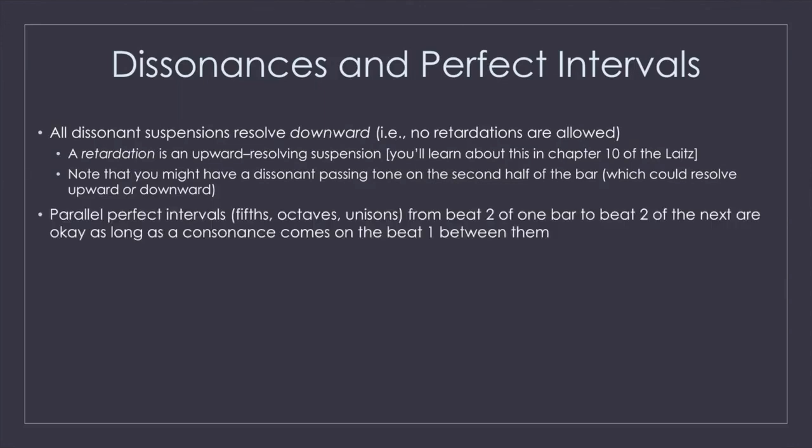So I mentioned you don't really have to worry all that much about parallel perfect intervals, parallel fifths, parallel octaves, parallel unisons. So as we know, if you remember from second species, you had to pay attention to whether you have parallels from beat 1 of one bar to beat 1 of the next bar, or from beat 2 of one bar to beat 1 of the next bar. But you don't have to worry about them from beat 2 of one bar to beat 2 of the next bar. So that's the same thing that we have here. If you have parallels on beat 2 of one bar and beat 2 of the next bar, it's fine. It doesn't matter, as long as there was a consonance on the downbeat of the previous bar.